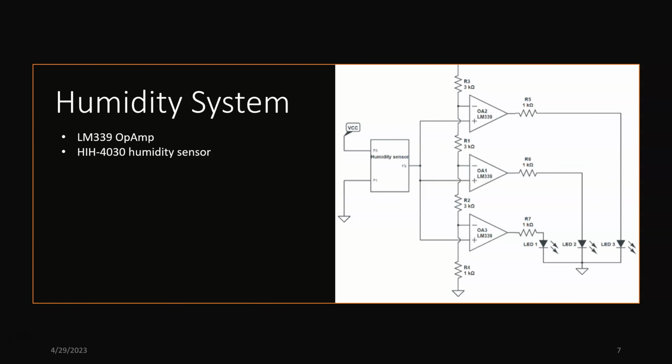For the humidity system, I'm using a single LM339 op amp to switch between 3 LEDs depending on the output voltage of an HIH4030 humidity sensor. My current design will have a red LED for humidity 10% to 45%, a yellow LED for humidity 45% to 75%, and a green LED for humidity over 75%. I might decide that I want to add a different range, but right now I think that this will do what I need it to do.